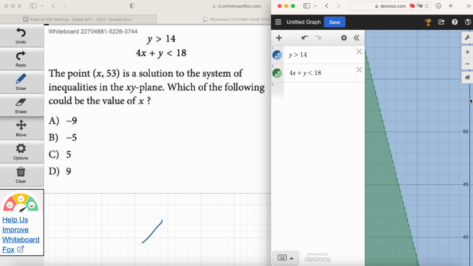Does that make sense where we are here on the graph? On the y-axis for y is 53. And so I'm going to go to this point right here where the y value, there we go. The y value is 53 there. What's the x value at that point where the y value is 53?